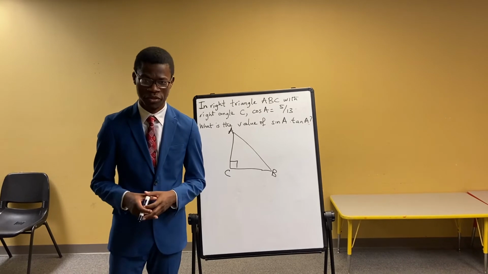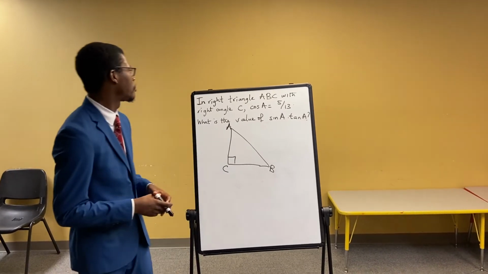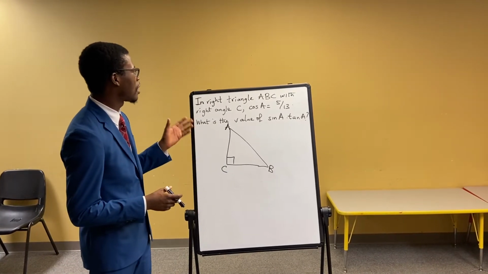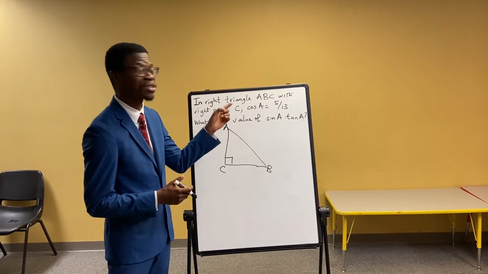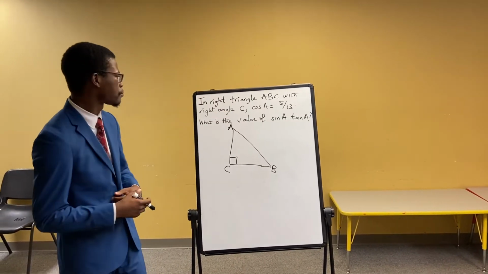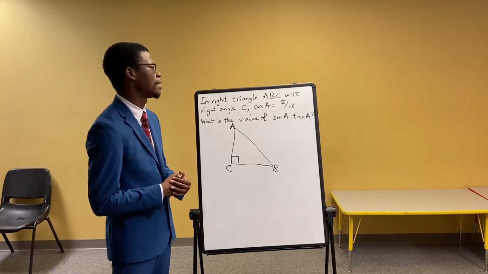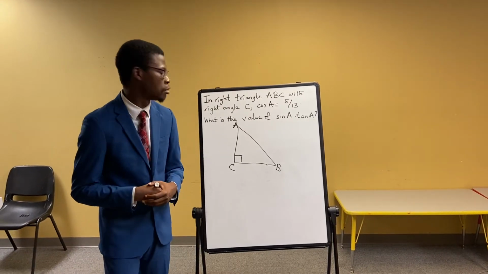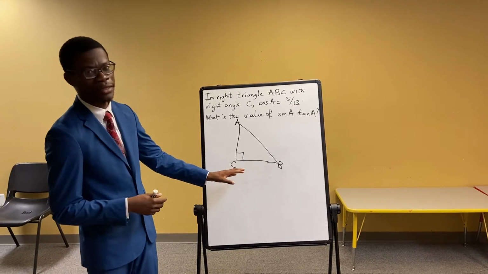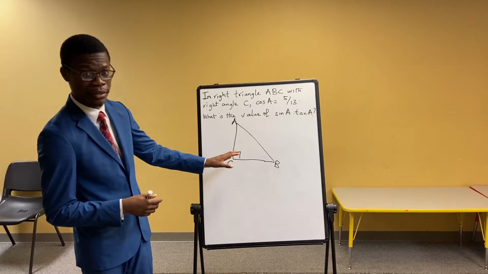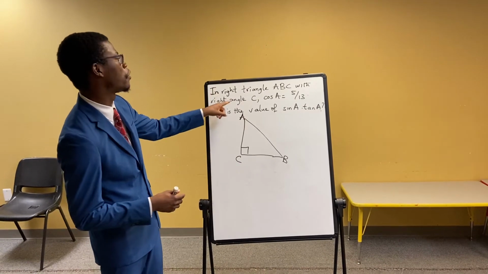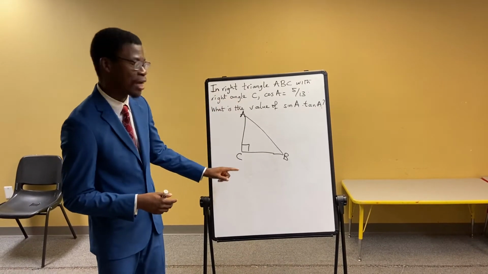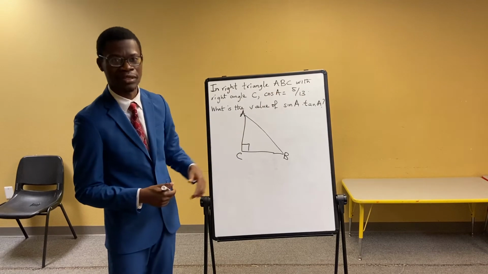Today's question is on trigonometry. The question says, in right triangle ABC with right angle C, cosine of A is 5/13. What's the value of sine A multiplied by tan A? We already have the right triangle here. A right triangle has a right angle of 90 degrees, and we were told it's right angle C. And it says the cosine of A is 5/13.